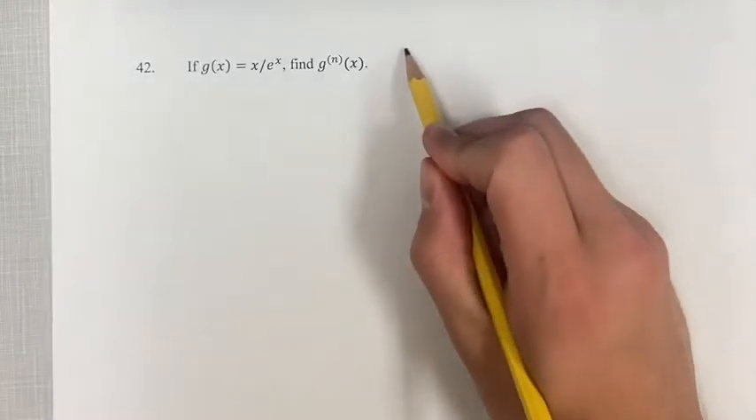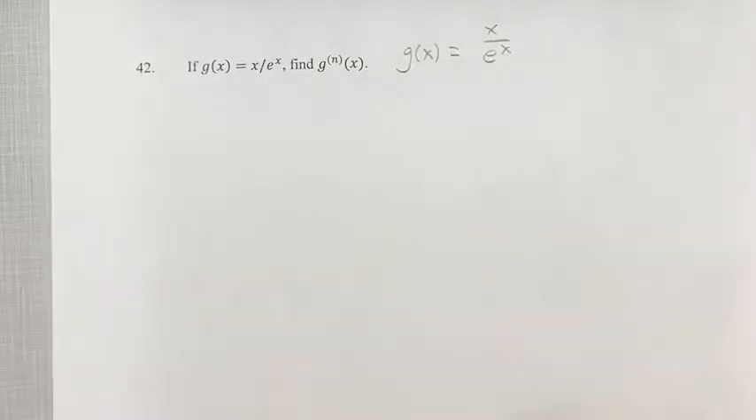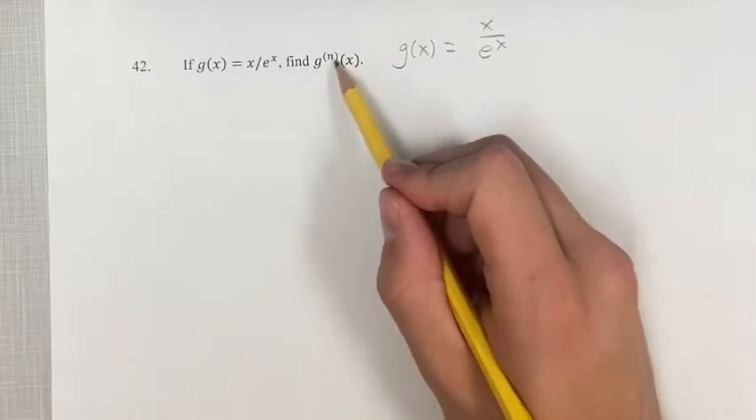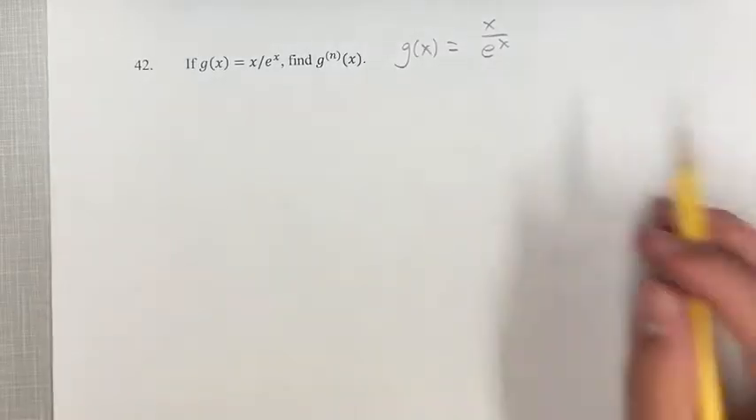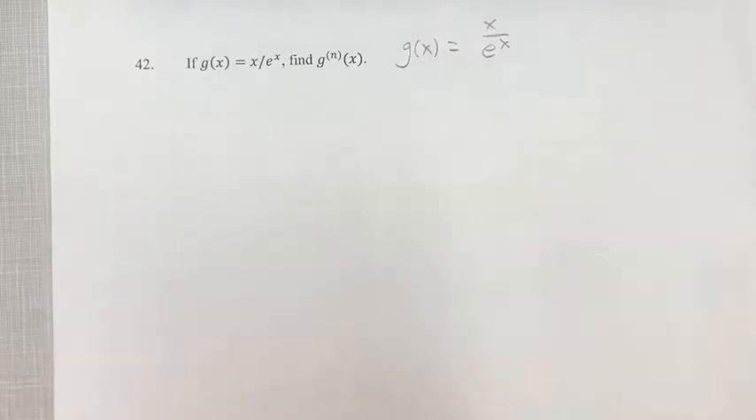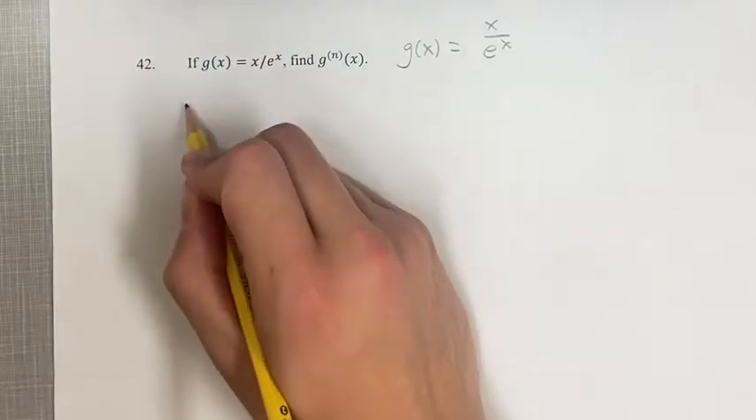In this problem, we have g of x equal to x over e to the x. And we want to say, okay, for the nth derivative, what is going to be the form of that? The way we're going to do that is by finding the first derivative, second derivative, third derivative. We're going to keep doing that until we start to see a pattern where we can plug in for the nth derivative.